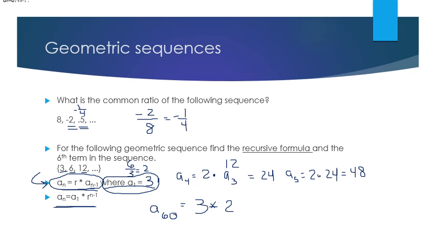And this time we're going to use an exponent, and it's going to be 1 less than the number we're looking for. So it's going to be raised to the 59th power. Now I'm not going to do this work for you, but you'd raise the 2 to the 59th power, go back and multiply by 3, and that would be a very, very big number.